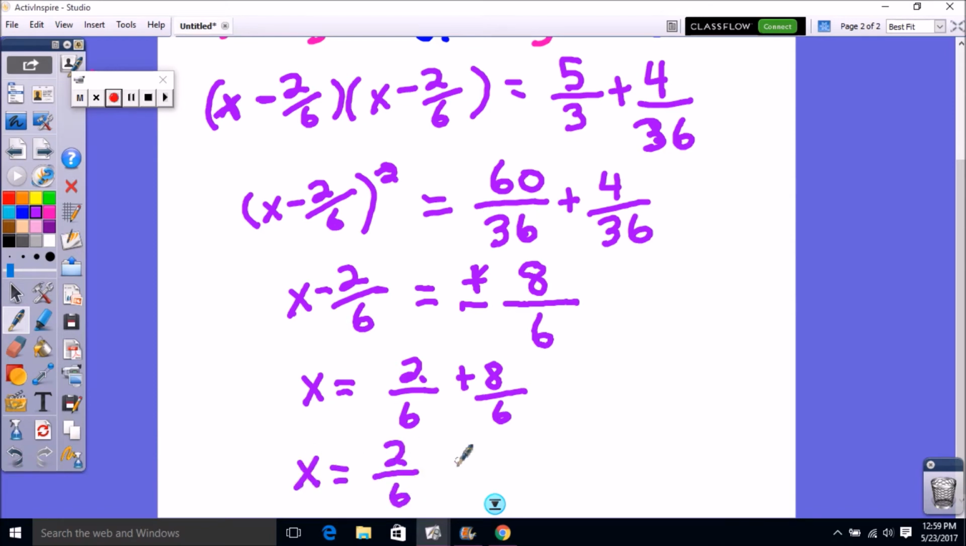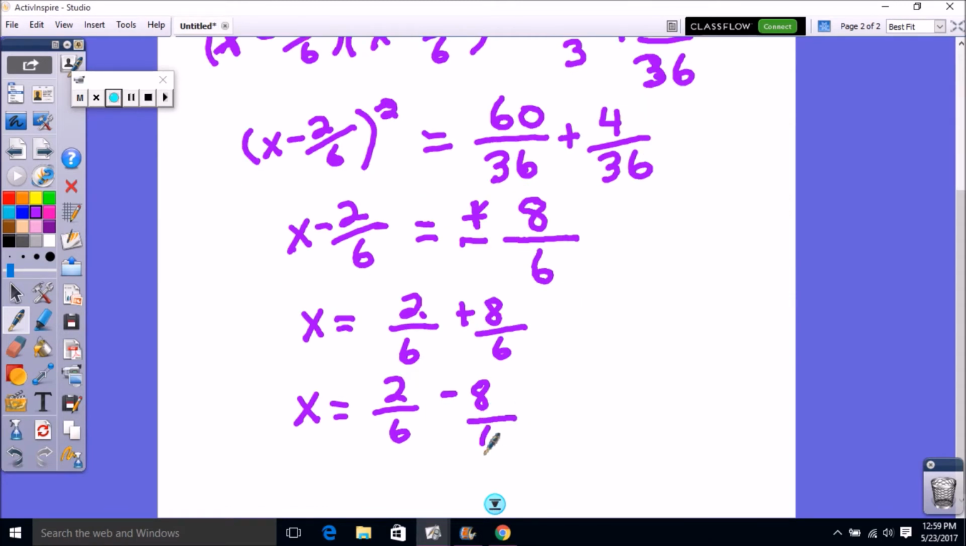So in this case, I'm not writing out the plus minus because since I don't have radicals, I can take this a step further. 2 plus 8 is 10 over 6, and that simplifies to 5/3. Okay? And 2 minus 8 is negative 6 over 6, which is negative 1.